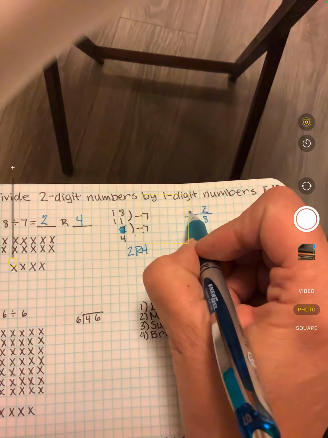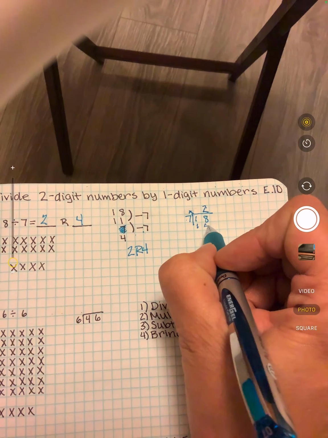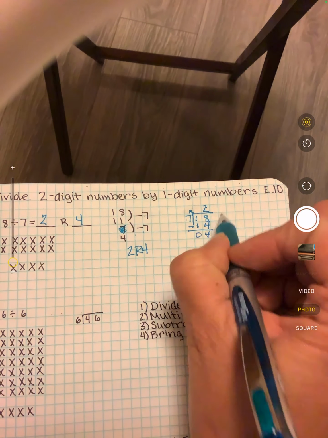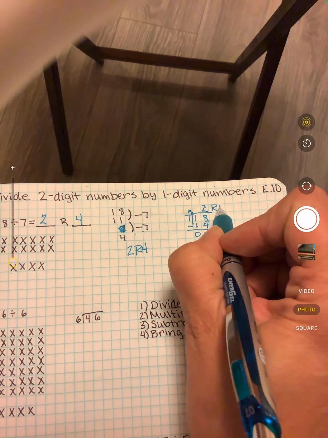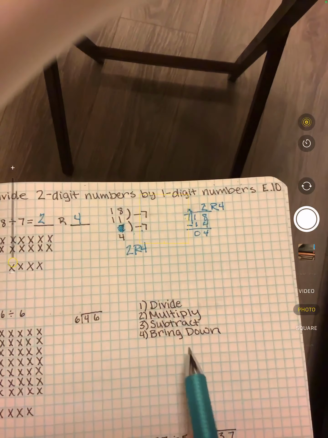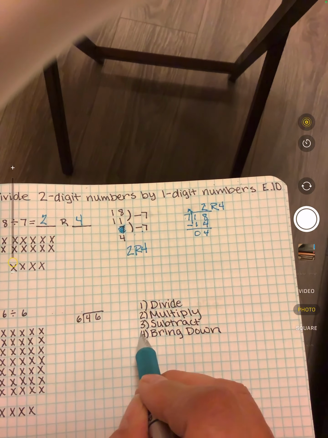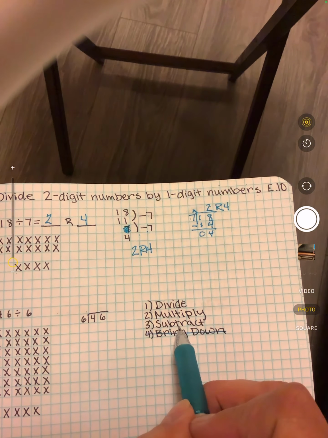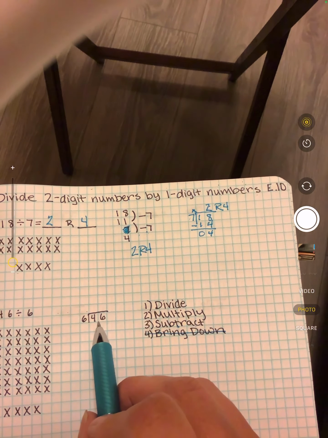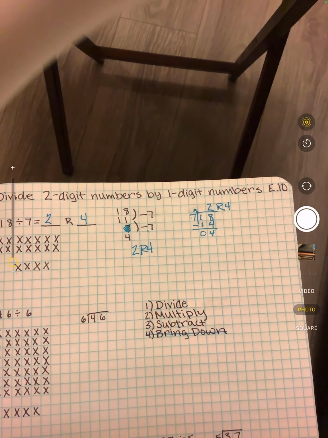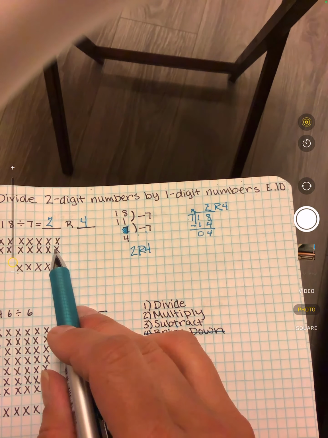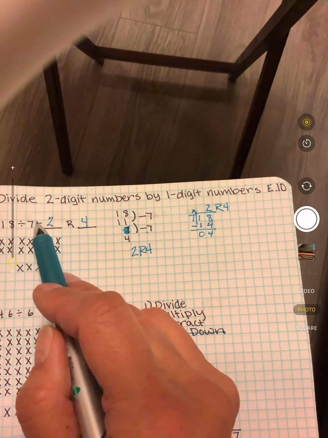2 times 7 is 14. And we subtract, and we have a remainder of 4. Okay, so we don't have to worry about bringing down today. Divide, then we multiply, then we subtract when we do it this way, okay? You can do it whatever way works for you. If drawing out X's helps you, go ahead.